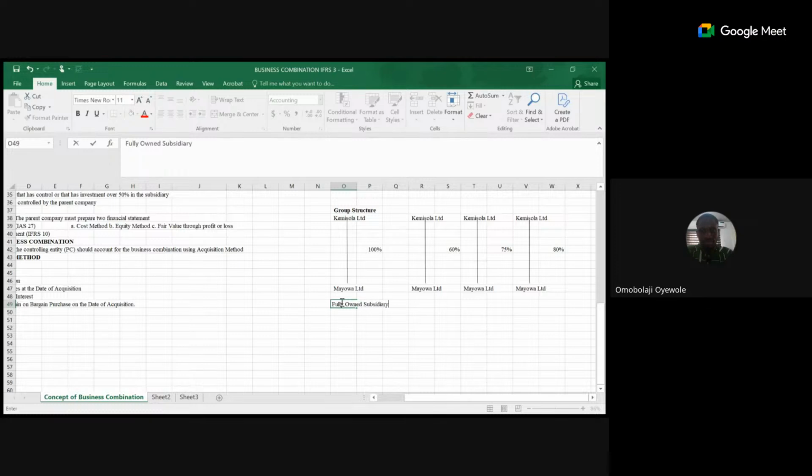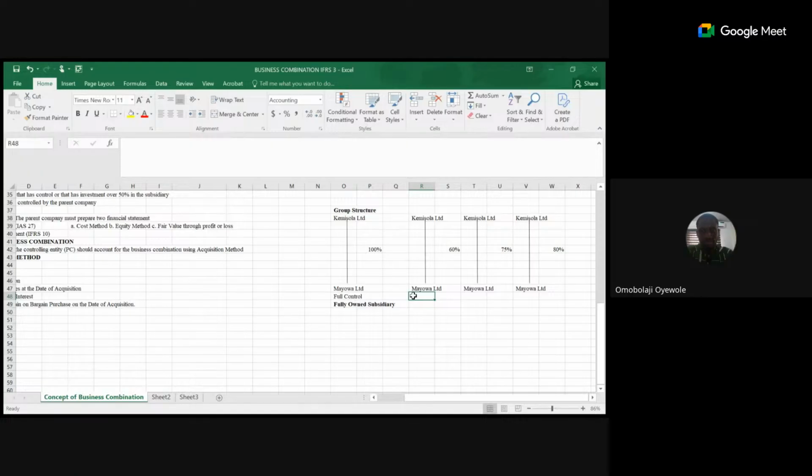So, this group structure is known as a fully owned subsidiary. So it means that Kemisola fully owns Mayowa because Kemisola is buying all the shares of Mayowa. So if Mayowa has 20 million shares, Kemisola is buying the whole 20 million shares. So we are saying that Kemisola has full control. So take note of that.